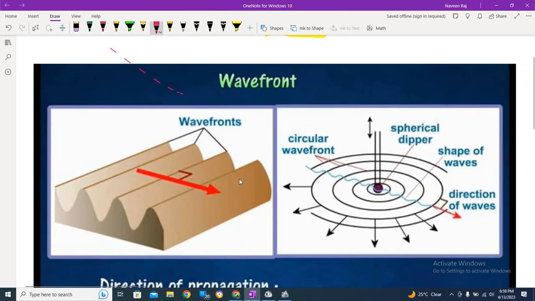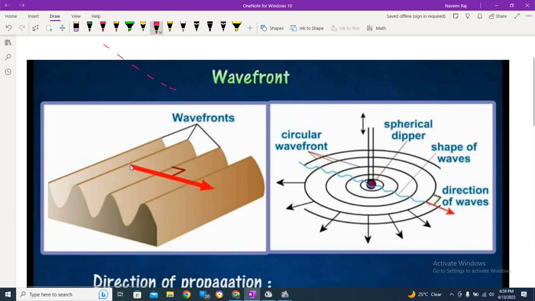Here you're going to see that the wavefront points are in the same phase. The crest would be in the crest, and the trough, again you're going to see, let's make a new linkage on this side, and you're going to see that here this is forming again.